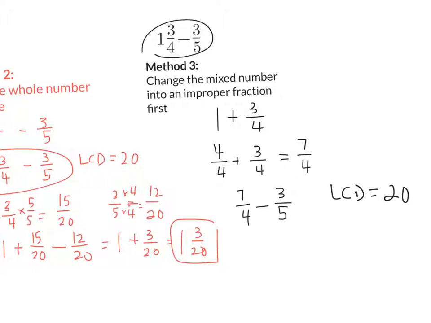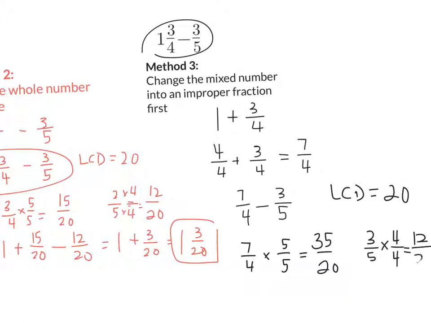Let's write some equivalent fractions. 7/4 is going to equal how many 20ths? Well, how do I get from 4 to 20? I multiply by 5, so I need to multiply 7/4 by 5/5 to get 35/20. And 3/5, we did it earlier, but we'll just do it again. We need to multiply it by 4/4 to get 12/20.